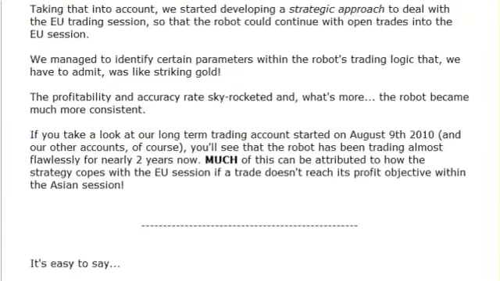By the way, take a look at our long-term trading account, which was open in August 2010. Obviously, look at the other accounts as well. You'll see that the robot has been trading almost flawlessly for nearly 2 years now. And we attribute that to how the strategy copes with the EU session. The cushion that the EU session provides for the robot to exit trades profitably or with a small loss. That has to do with how the EU session has changed over the past few years.